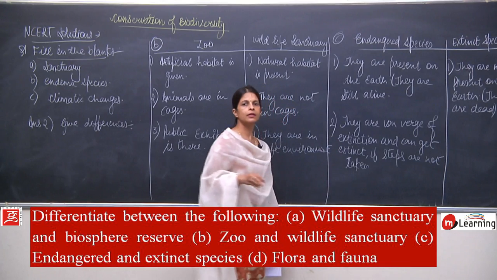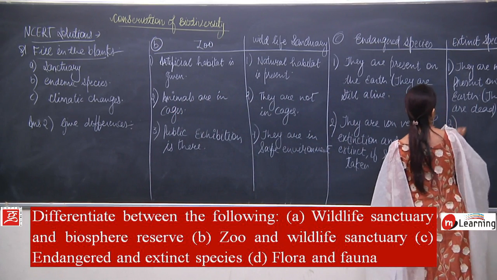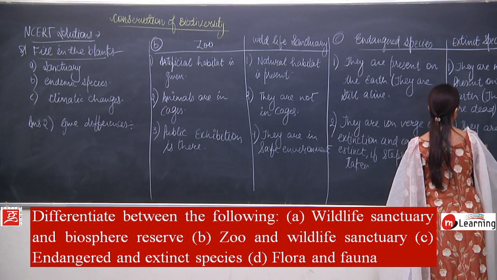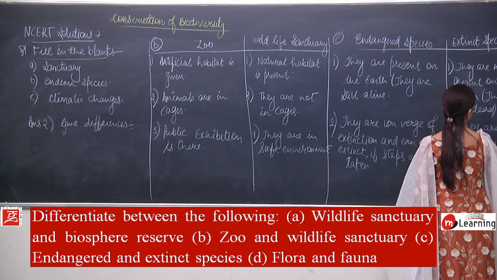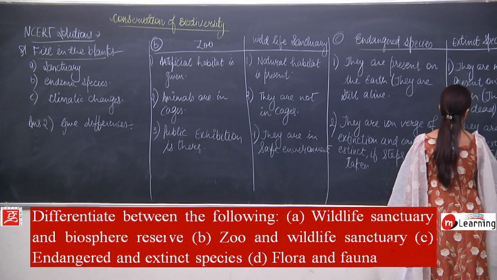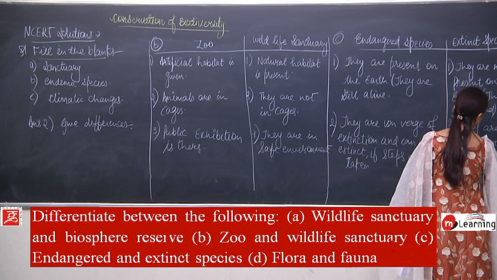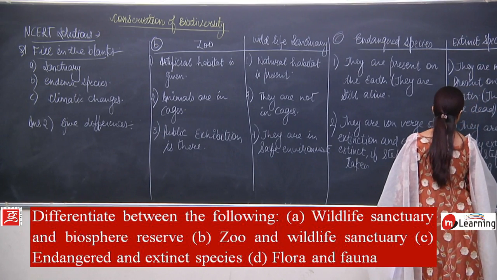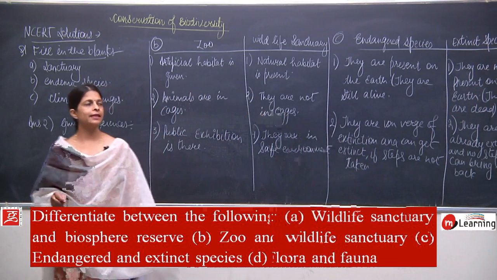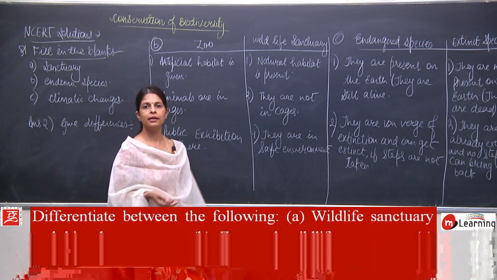But the extinct ones are already extinct. Now no steps can bring them back, isn't it? They are already extinct, and no steps can bring them back. So this is the difference between the two. The endangered are on the verge of extinction. If the steps are not taken, they will get extinct.